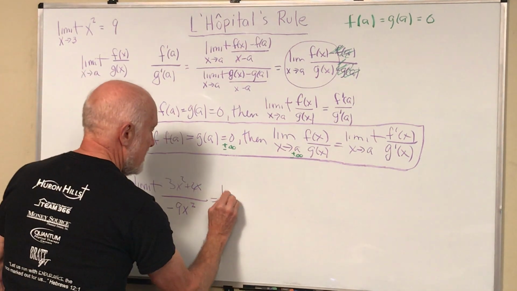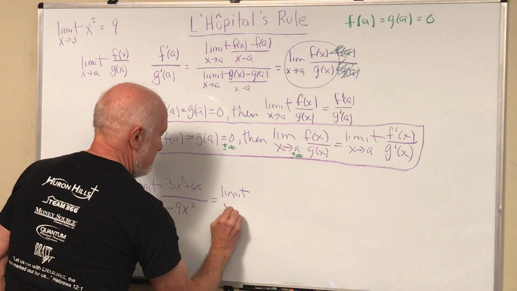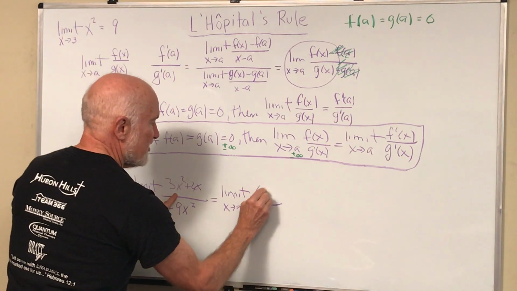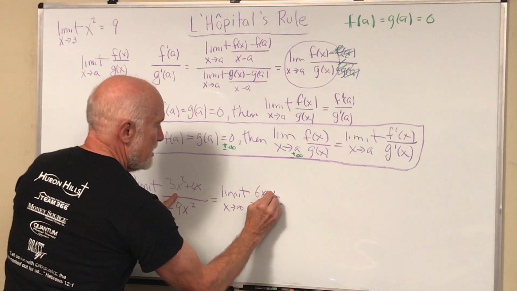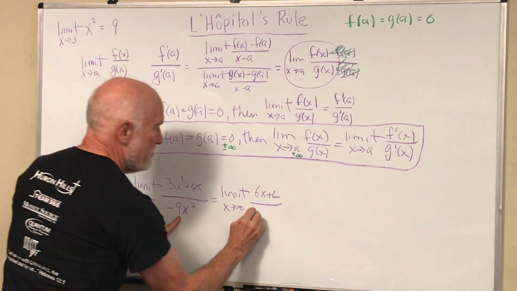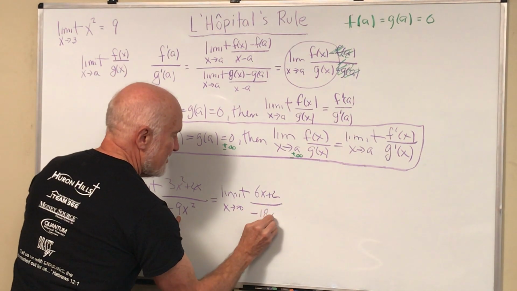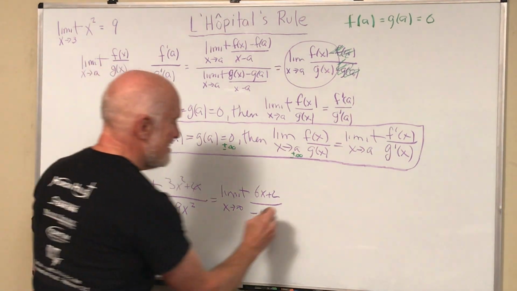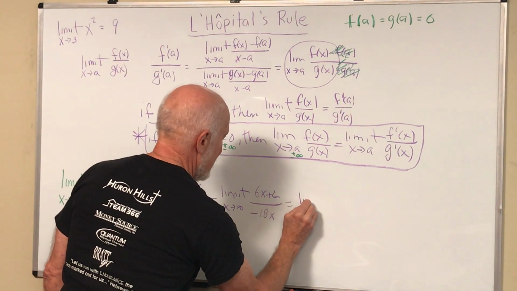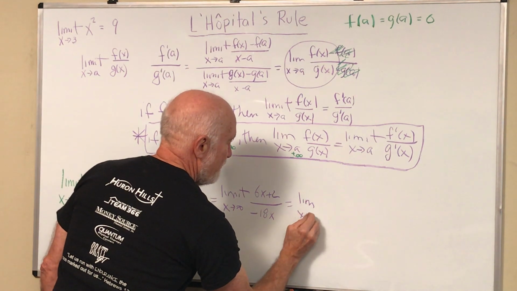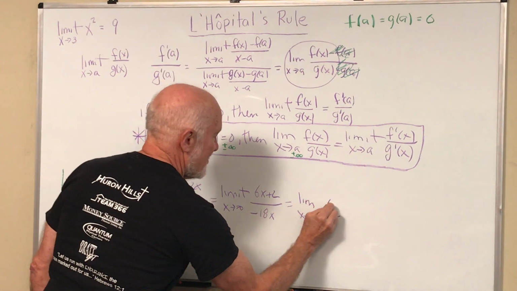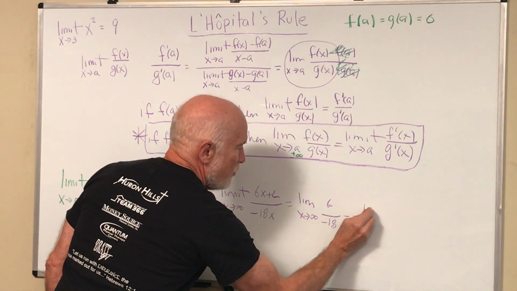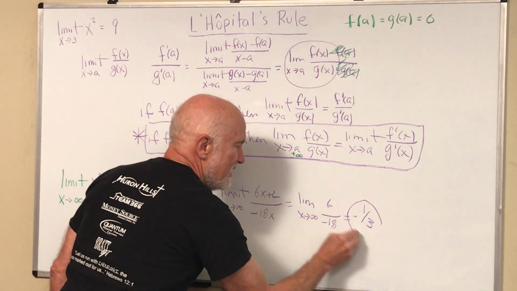L'Hopital! So I take the derivative, 6x plus 2, the derivative of the denominator, minus 18x. I do it again. L'Hopital! I still get infinity over infinity. And finally, I get 6 over negative 18, or negative 1/3.